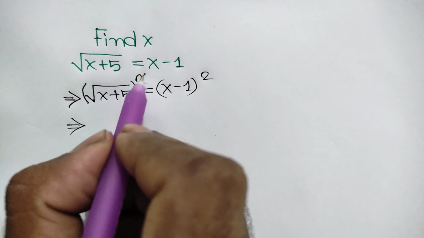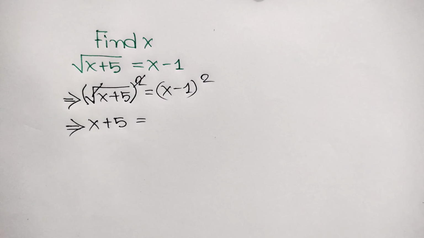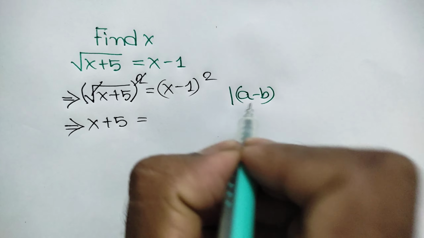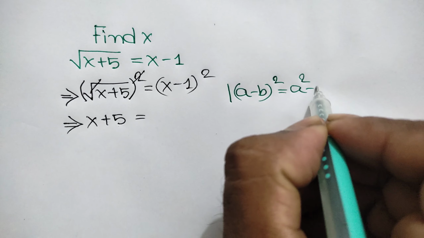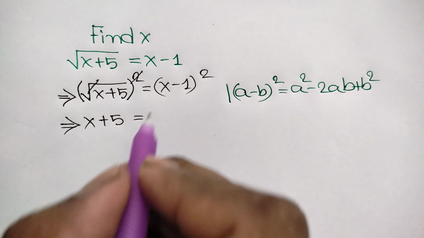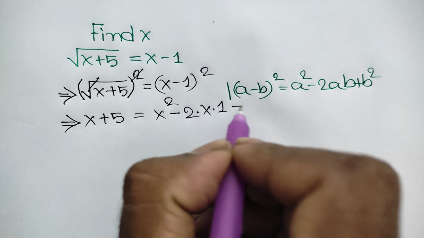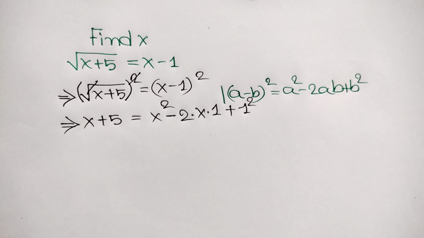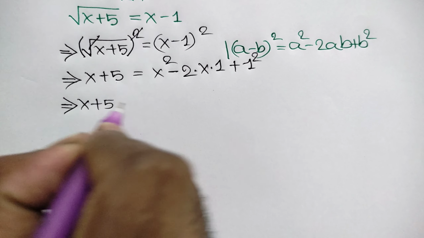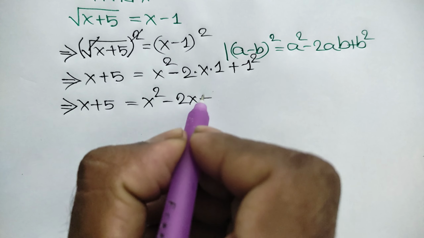We know that this square cancels this square root, so here we will get x plus 5 is equal to, again we know the algebraic formula a minus b whole square is equal to a square minus twice ab plus b square. Now apply this rule. Here we can write x square minus 2 times x times 1 plus 1 square, so x plus 5 is equal to x square minus 2 times x times 1 is 2x plus 1 square is 1.